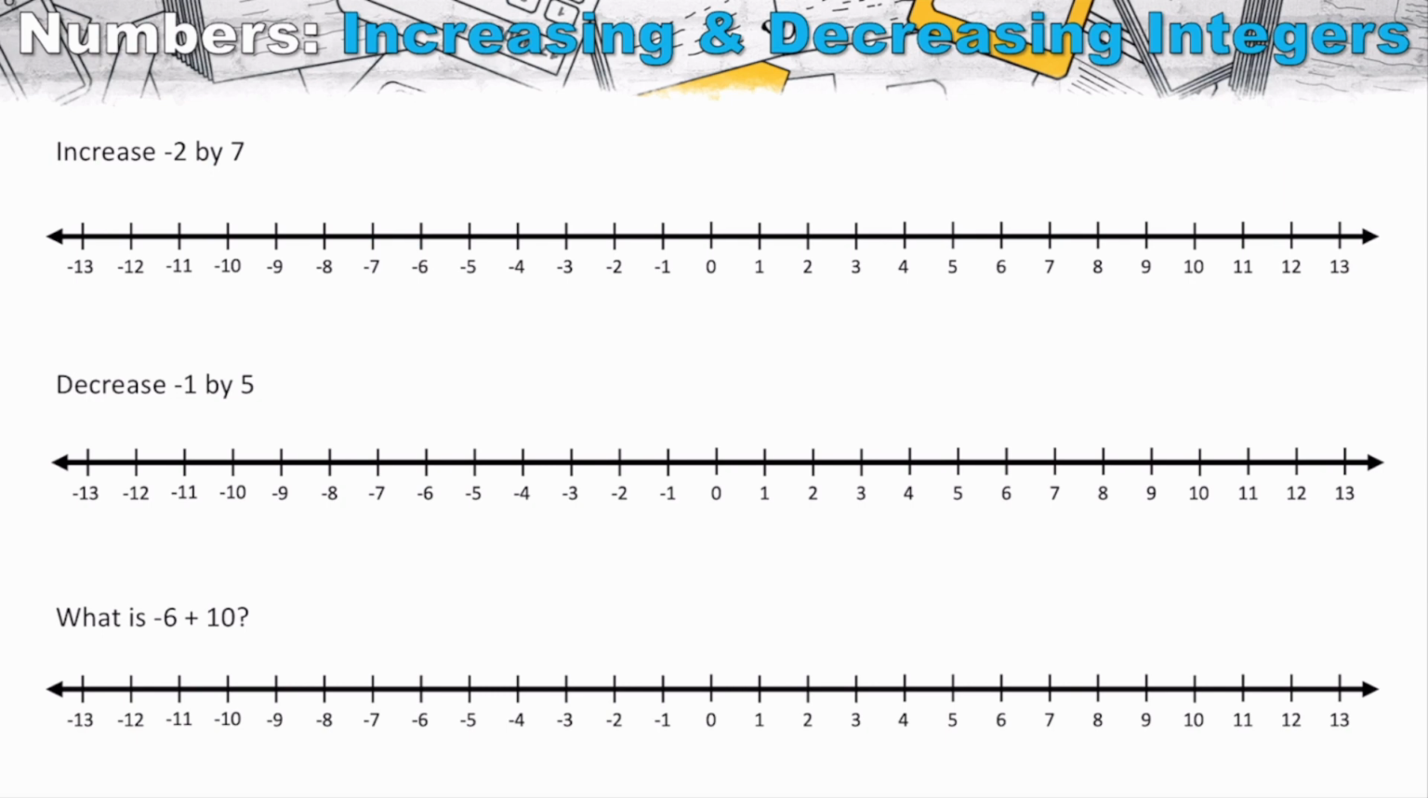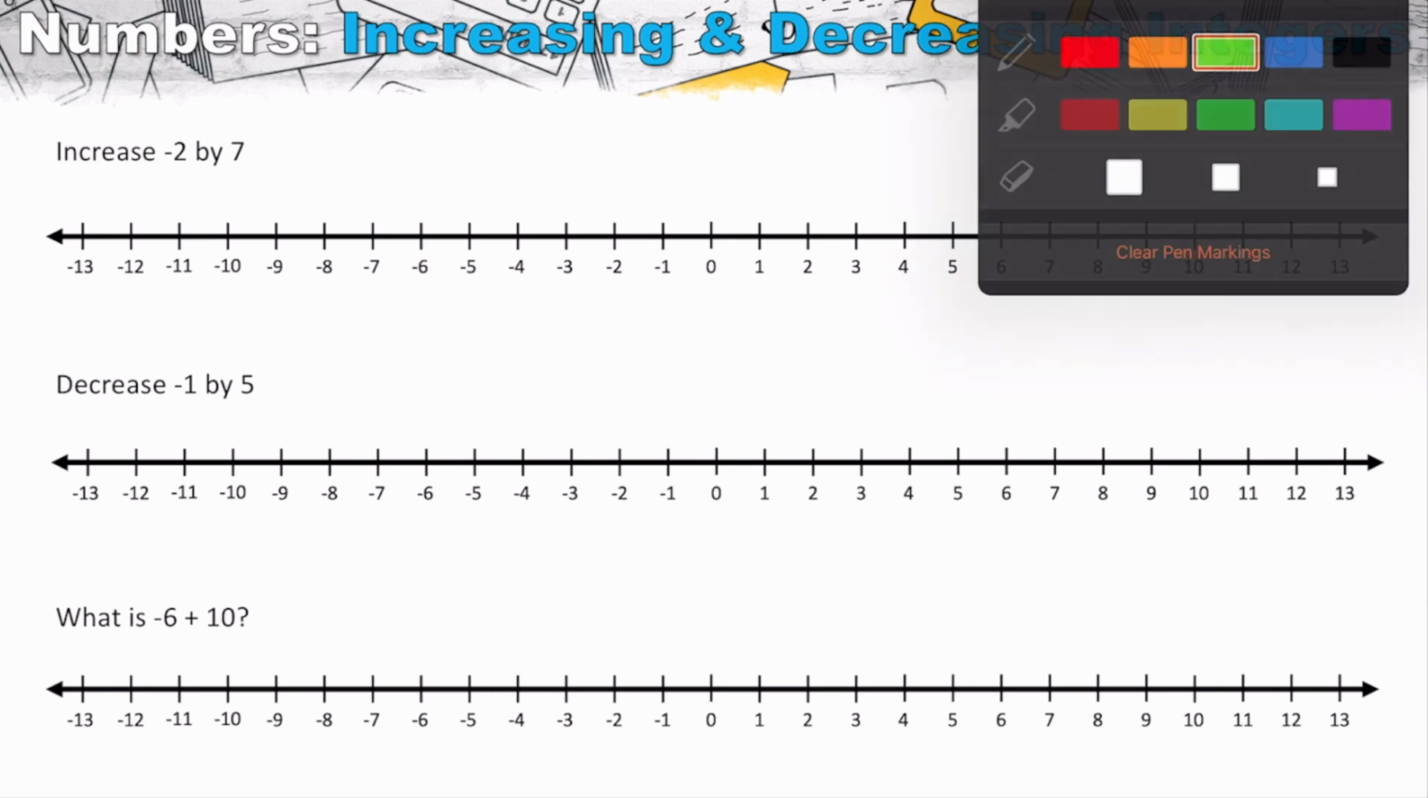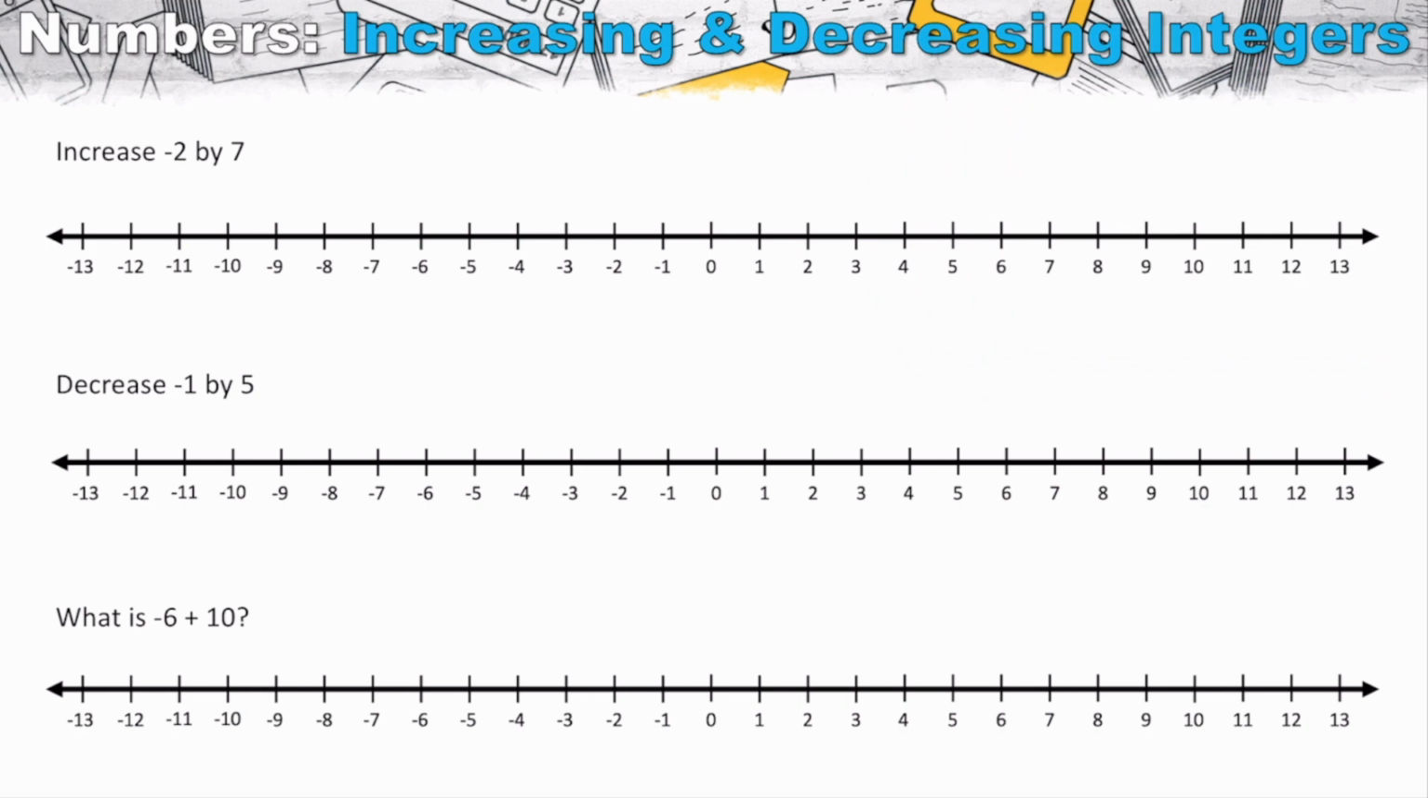So how do we do it? Well, if we want to increase -2 by 7, an increase means that it moves to the right. We need to look at a -2 on our number line, and we need to move it to the right 7 places. So that's -2 to 0, and 7 will be here. Okay, so that's 7 places to the right, and we've increased it by 7, which means our result is 5. Okay, so a movement to the right by 7 is 5.